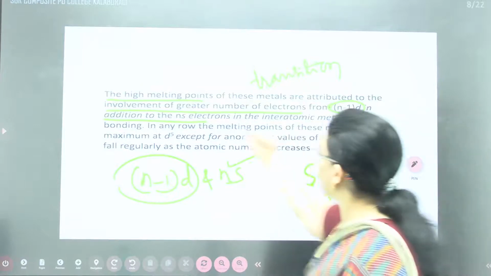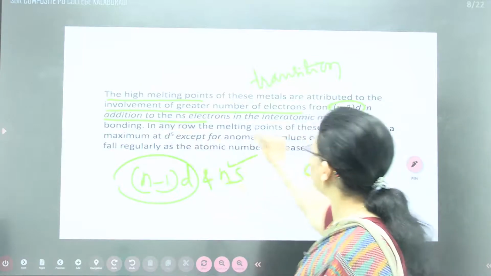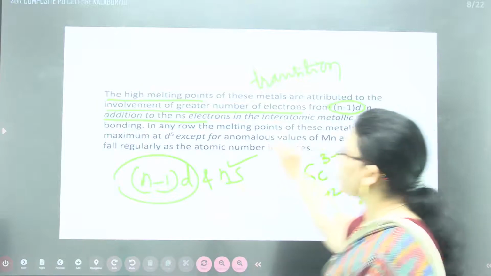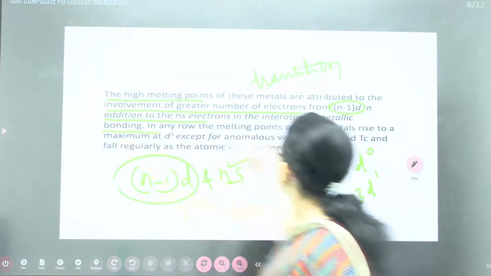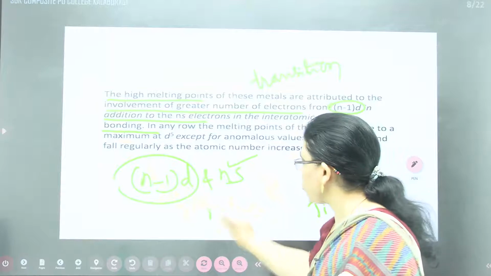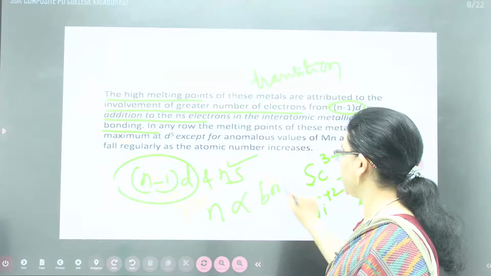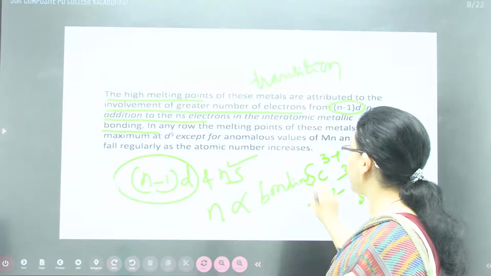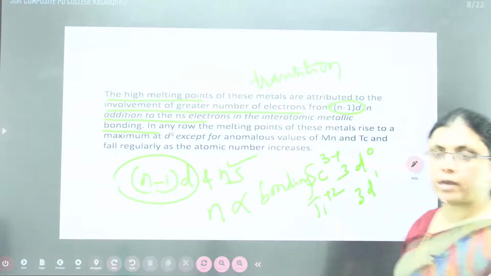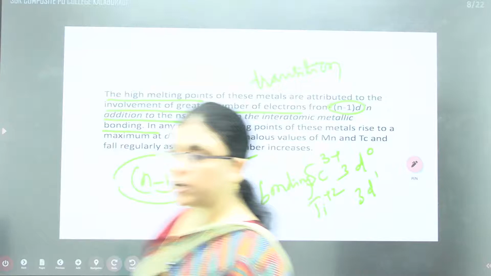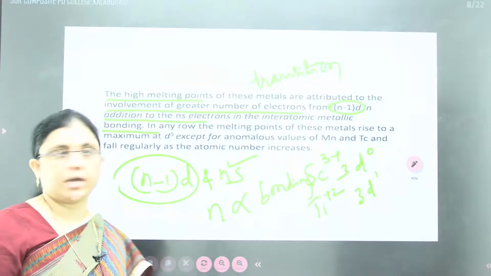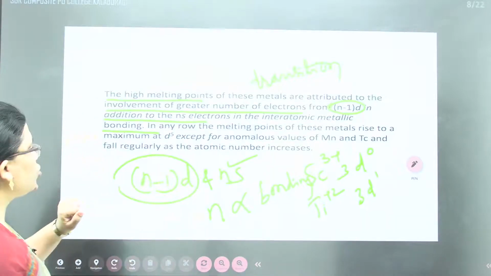We said here that the ns electrons also take part in interatomic metallic bonding. So the number of unpaired electrons will be directly proportional to what? Bonding. The more the number of unpaired electrons, the stronger will be the bonding. And another point we have continued over here.